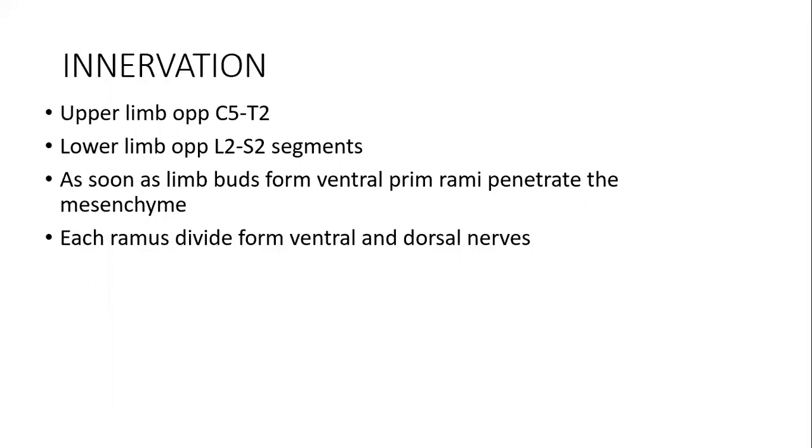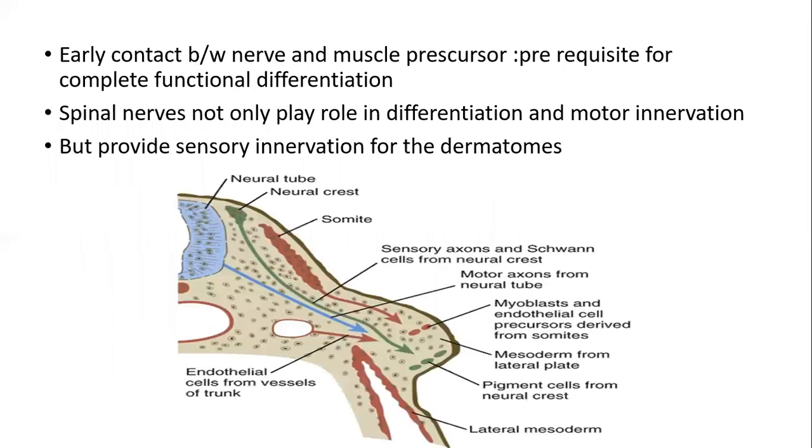Immediately after the nerves have entered the limb bud, they establish an intimate contact with the differentiating mesoderm. So the early contact between the nerve and the muscle precursor cells is a prerequisite for the complete functional differentiation. It is required for the functioning of the muscle, the contact between the nerve and the developing muscle.